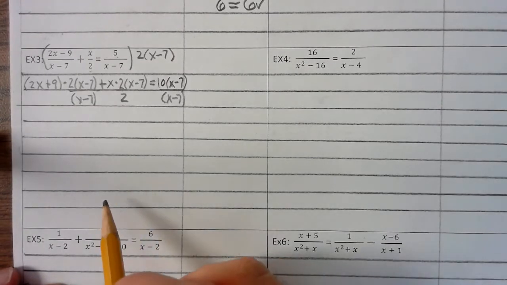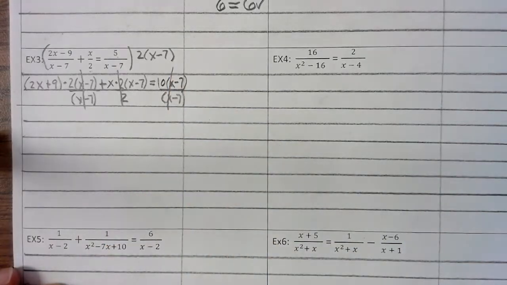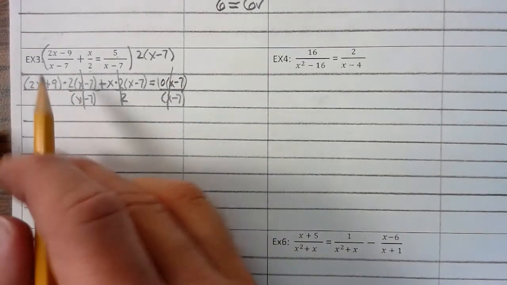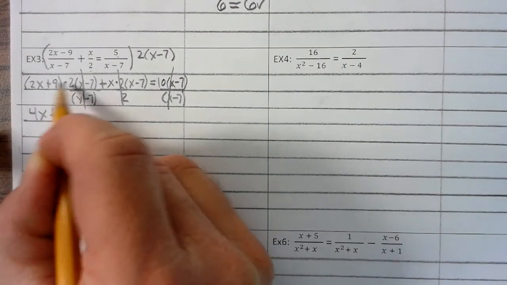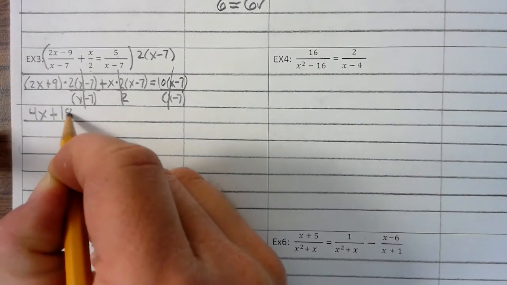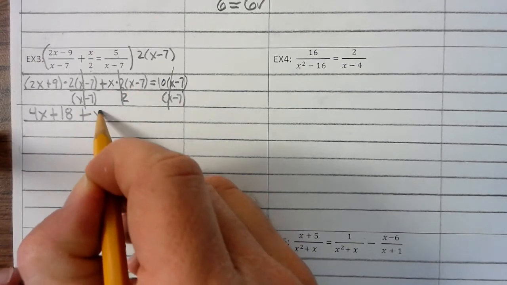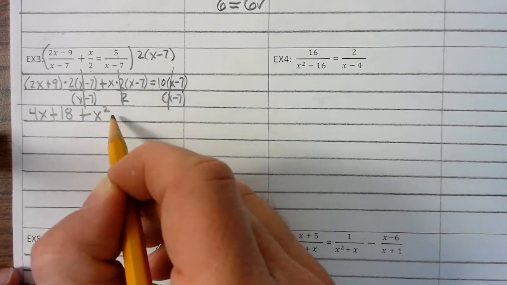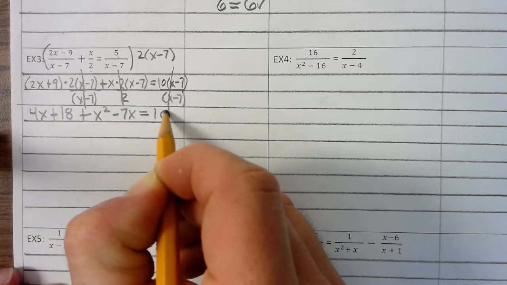So now we divide out common factors. So this becomes 1, this becomes 1, this becomes 1. So now we're left with 2 times that. So 2 times 2x is 4x, plus 2 times 9 is 18, plus x times x is x squared, x times negative 7 is negative 7x, equal to 10.